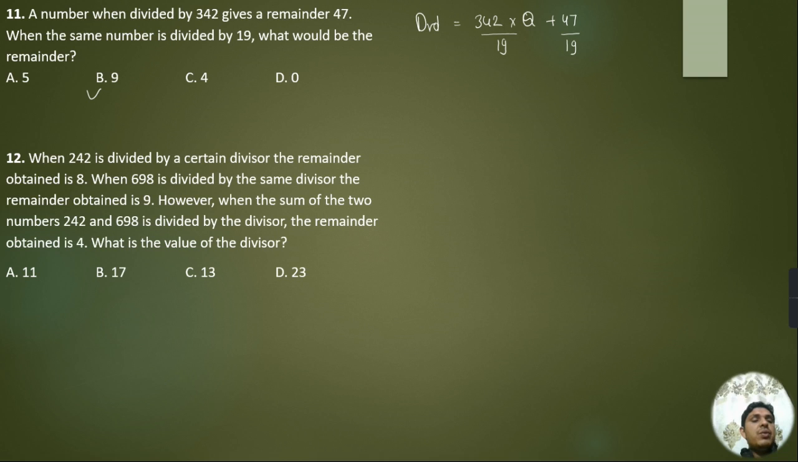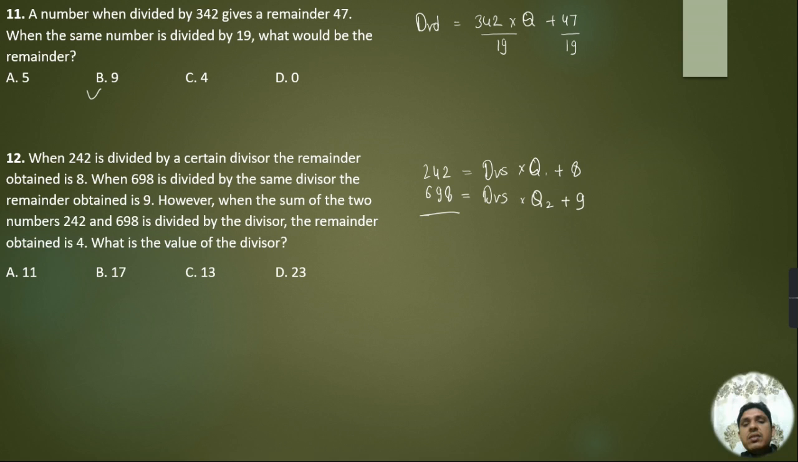Coming to the next question, when 242 is divided by a certain divisor, the remainder obtained is 8. Let us take quotient as q. When 698 is divided by the same divisor, the remainder obtained is 9. So here this must be q2. However, when the sum of two numbers 242 and 698 is divided by the divisor, the remainder obtained is 4. So what is the value of divisor?